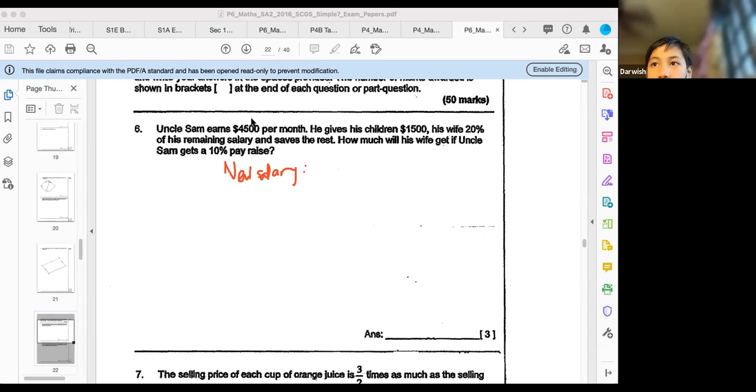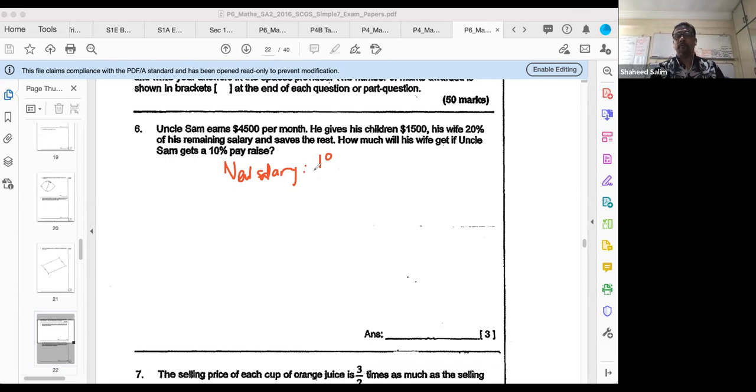45,000. Okay, you must take 10% now. 10% times 4,500. This is now step 1. So how much is it? Cancel 1 0, cancel 1 0. 10% of 4,500, there's one more, 450. $450 is the increase. So now his salary is how much?